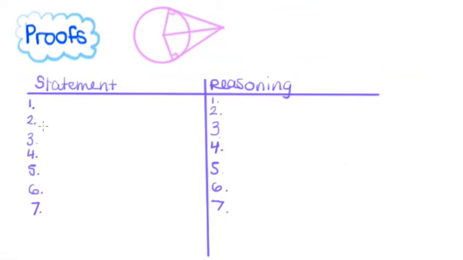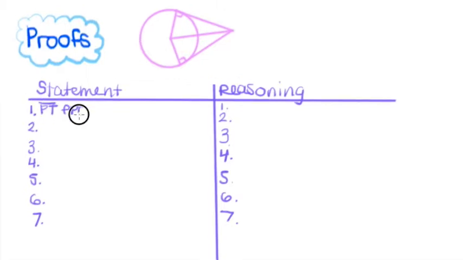Alright, so now let's prove 7.7. The given: PT and PQ are tangent segments to a circle C, and we're trying to prove that PT is congruent to PQ, or that the two tangents are congruent. So PT and PQ are tangent segments to circle C, which is given.